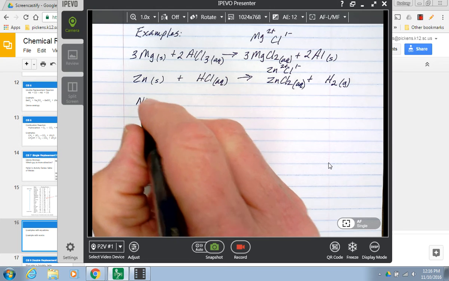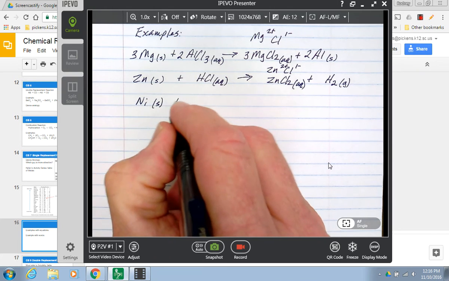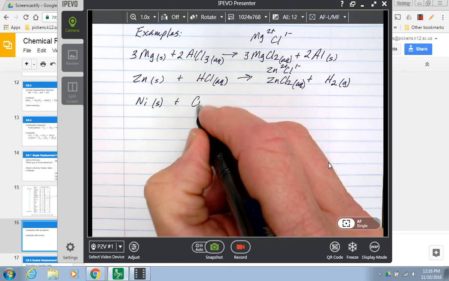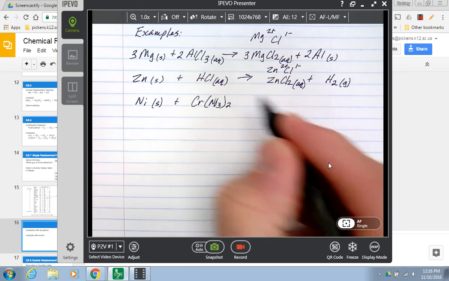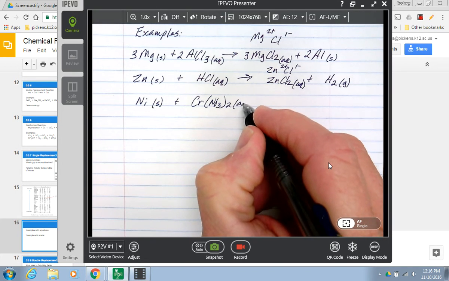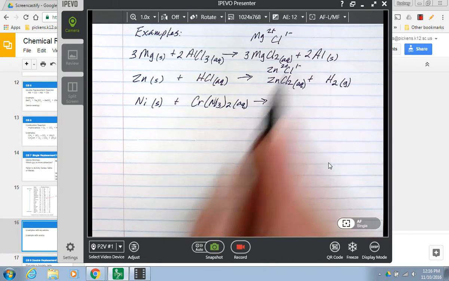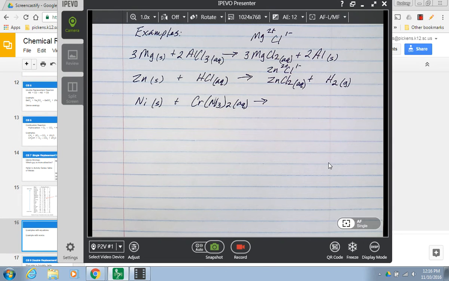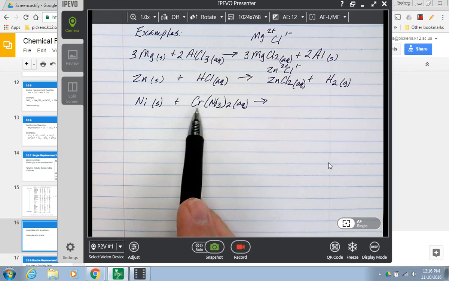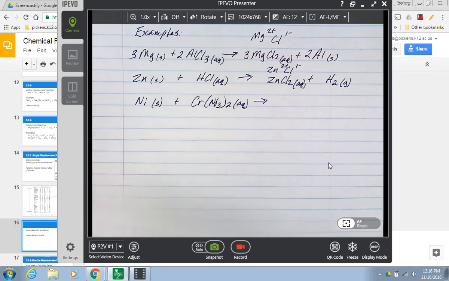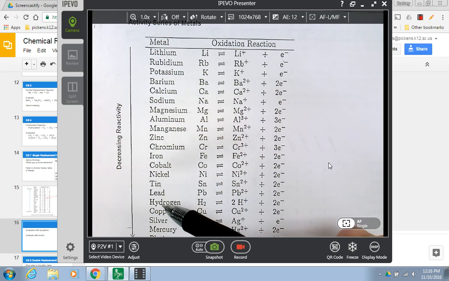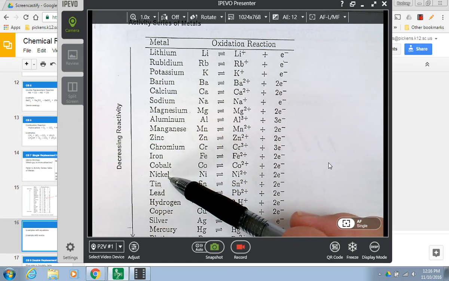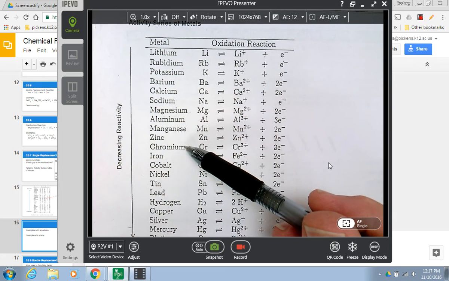All right, now let's take a look at another one. Let's say nickel solid, nickel metal, plus chromium nitrate solution. Okay, chromium nitrate, chromium 2 nitrate to be specific on that one. All right. Let's take a look at our activity series, and what we need to find out is, will nickel be able to replace chromium? All right, so we take a look at that. Nickel is where on your activity series? It's located right here. All right, it's located here, and then chromium's above it.